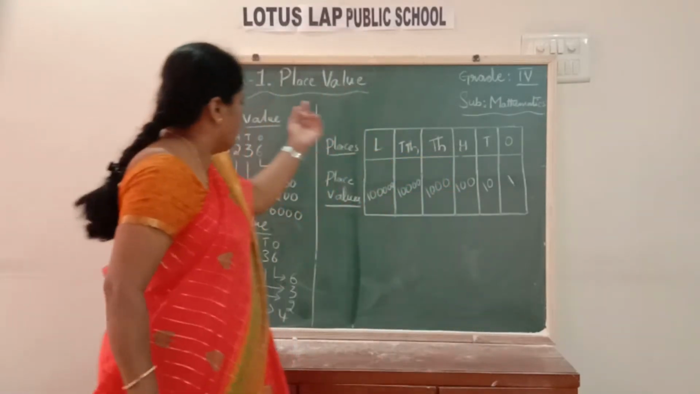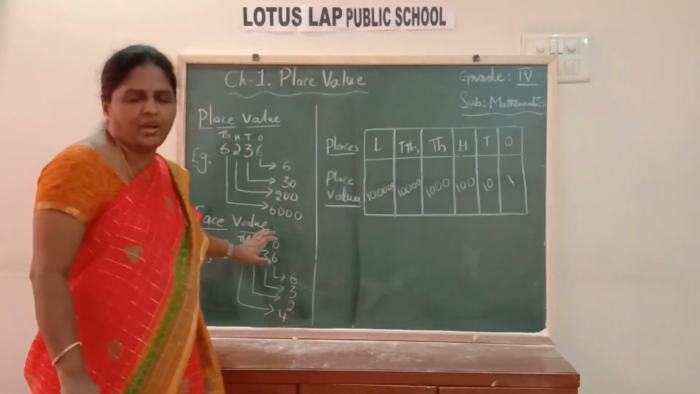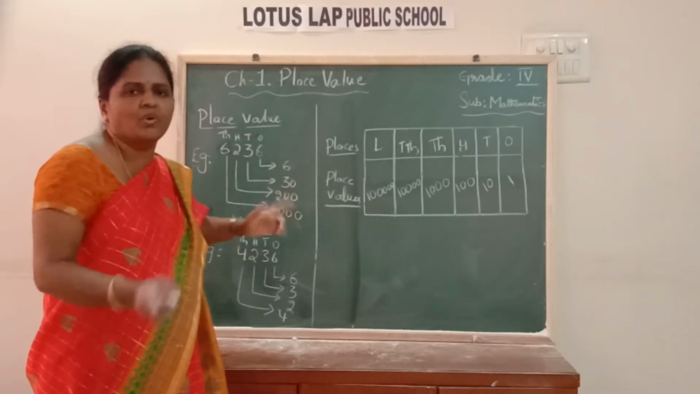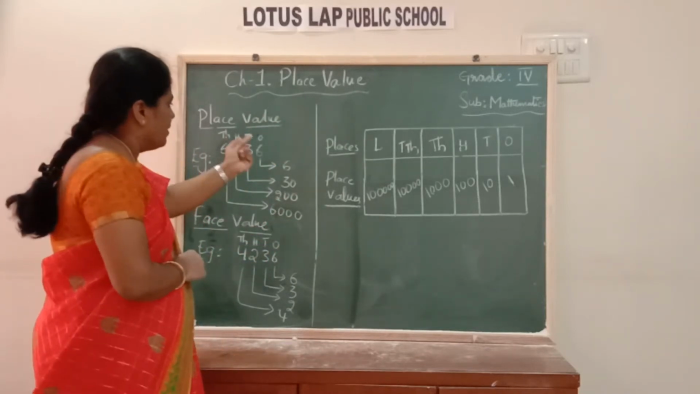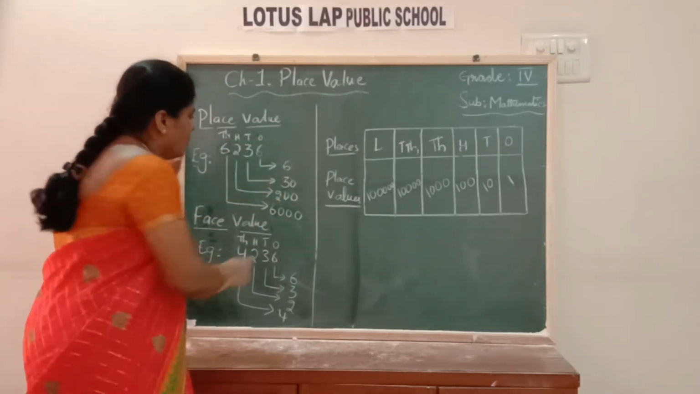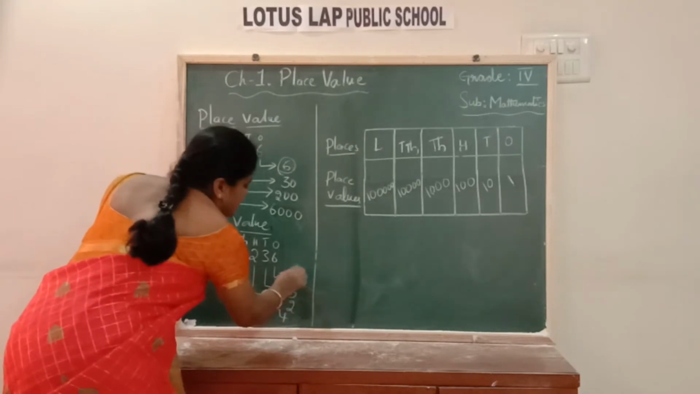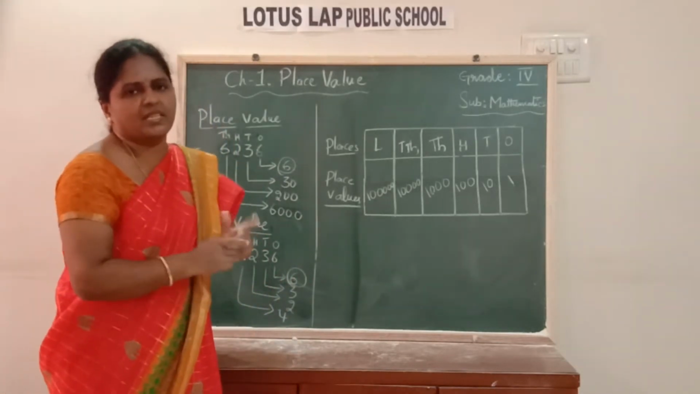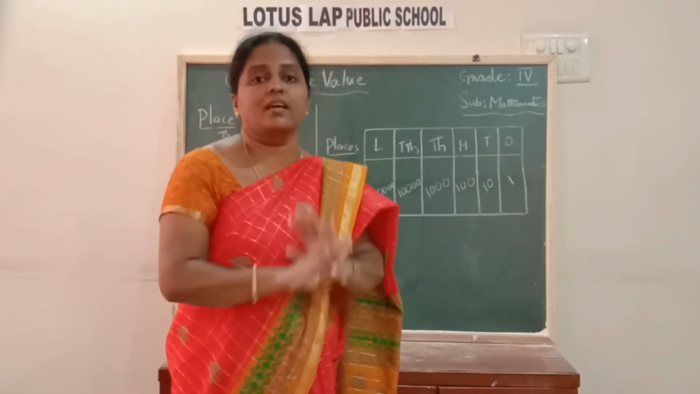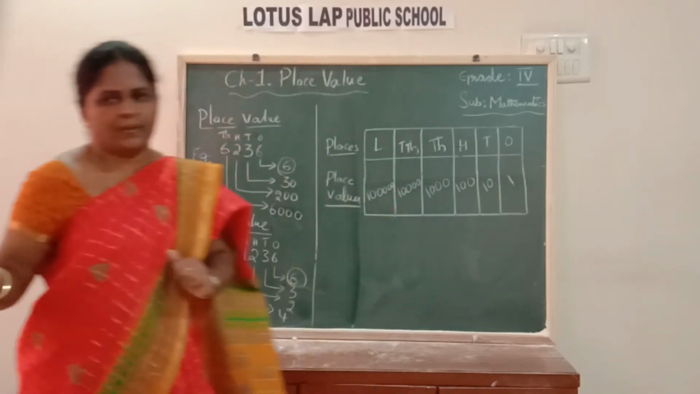Okay, children. So place value, face value. I hope you understood these two important topics, children. And one more thing you can compare here. Whatever digit is present in one's place, its place value and face value will be same, children.